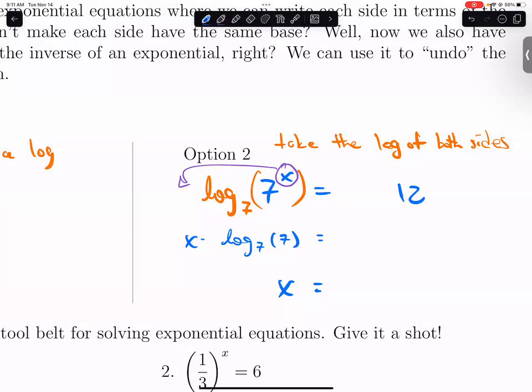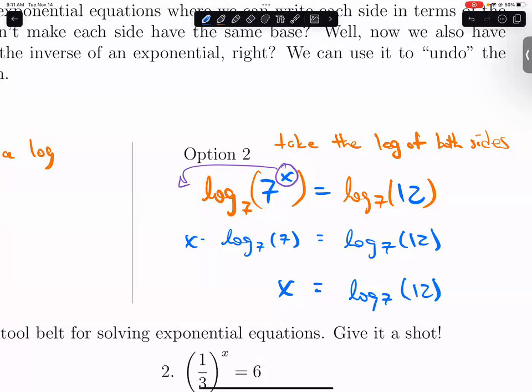Y'all know I can't do that. But we took the log of one side. That means we've got to take the log of both sides. Now, again, I would probably grab my calculator and check the log base 7 of 12. It's some messy thing. I'm going to leave it like it is then. But we end up in exactly the same place, right?